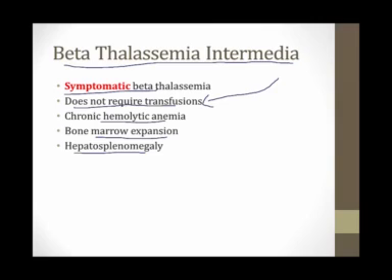This is a clinical conundrum because transfusing these patients makes them feel better, but it places them at risk for iron overload, so a careful decision has to be made about how frequently and when to transfuse these patients because unlike beta thalassemia major, they are not dependent on the transfusions to survive.